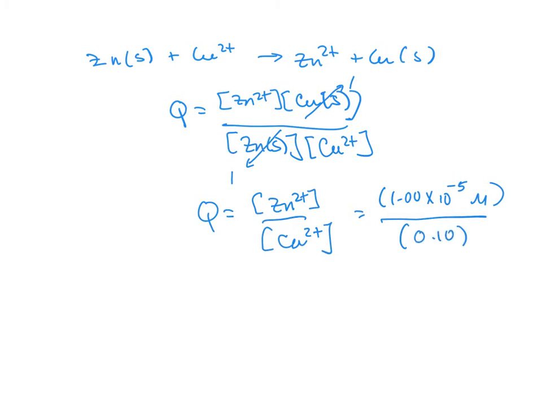Better check that. Yeah, that's a typo in the problem. It's supposed to be 0.10 molar. I have to go back and get that. Okay, so then Q will be equal to 1.00 times 10 to the minus 4. And the units are both molar, so they're going to cancel. And that will be the value of Q.